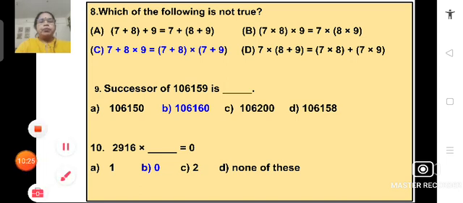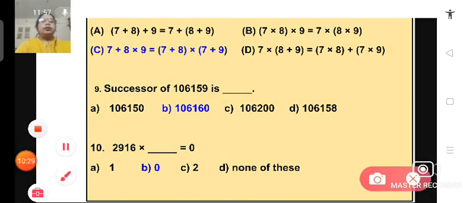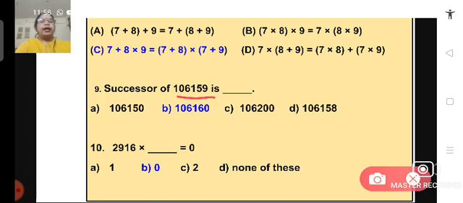Now coming to question number 9. The successor of 1,06,159. What is the next number of this number? It is 1,06,160. So this is the correct option.